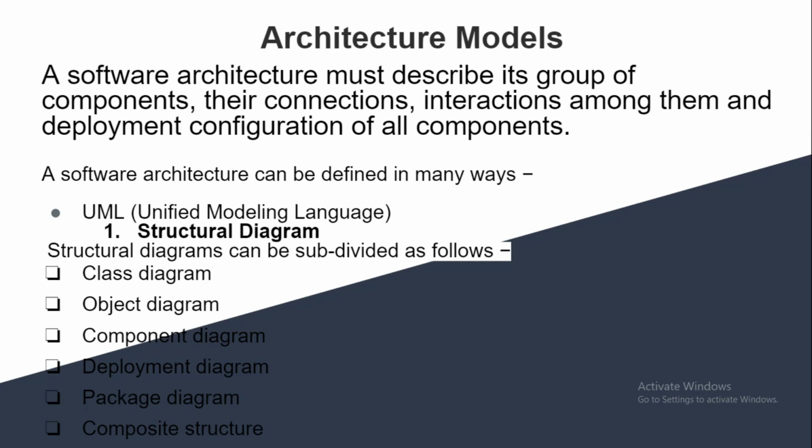UML can be described as a general-purpose visual modeling language to visualize, specify, construct, and document a software system. Although UML is generally used to model software systems, it is not limited within this boundary. It is also used to model non-software systems, such as process flows in a manufacturing unit.